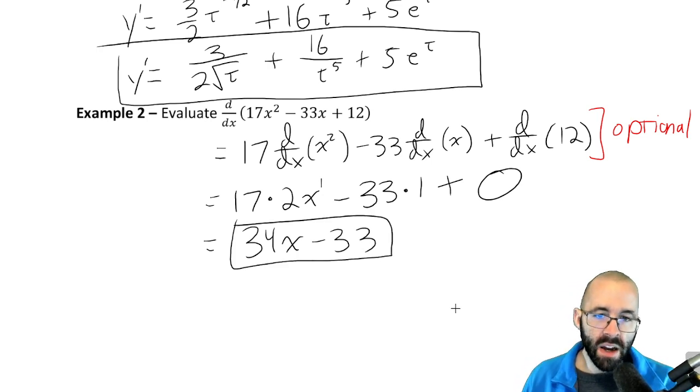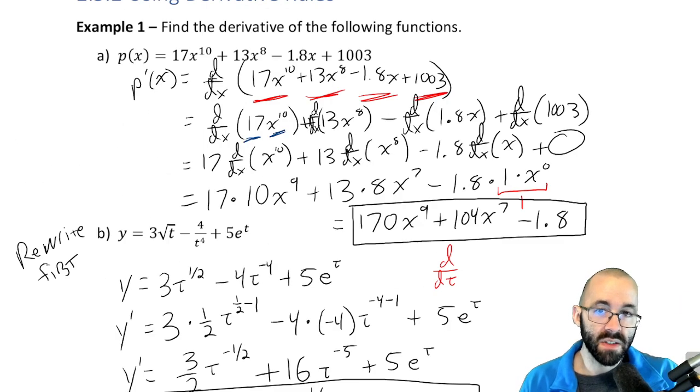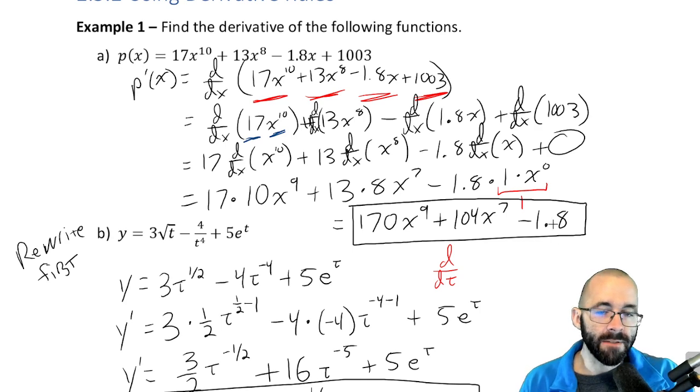May feel unfamiliar now, but I promise you, once you've done this enough, it'll get very, very quick, especially with polynomials like this. You'll eventually just look at this and say, okay, 170x to the 9th plus 8 times 13x to the 7th minus 1.8 plus 0. And you can see that's exactly what you get.